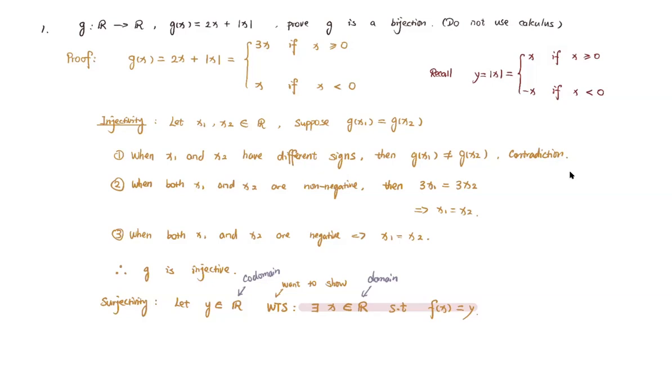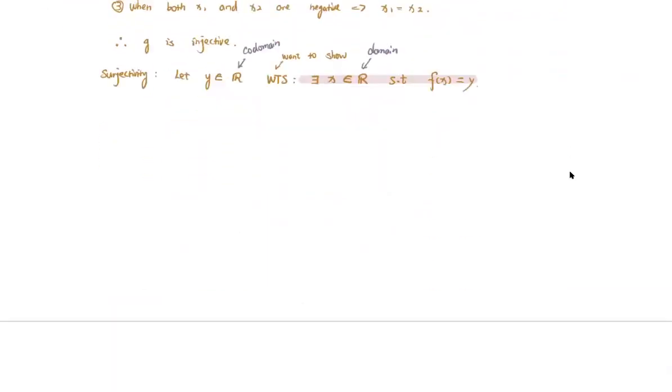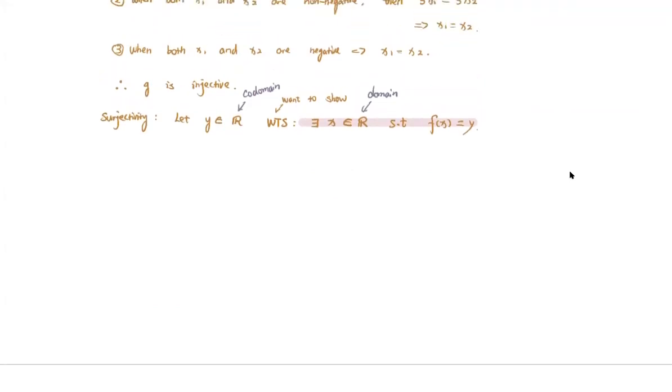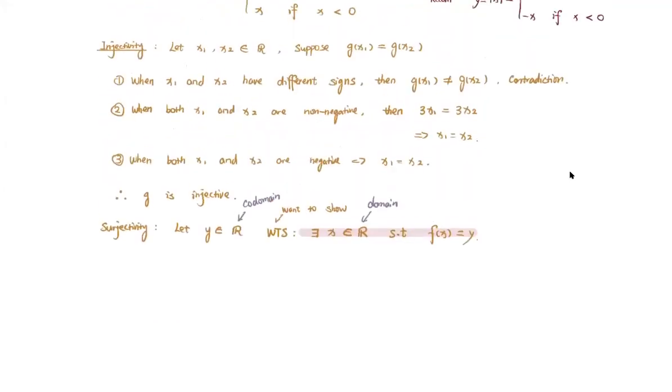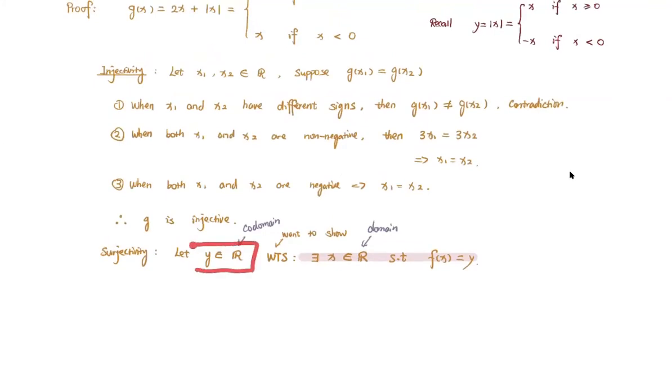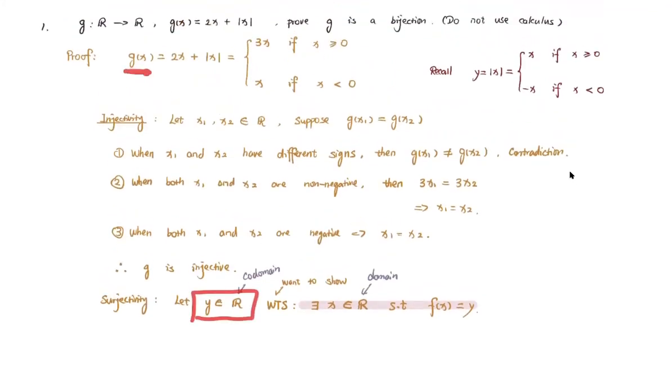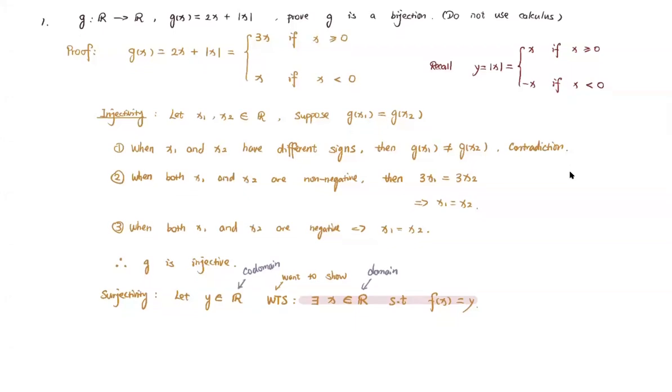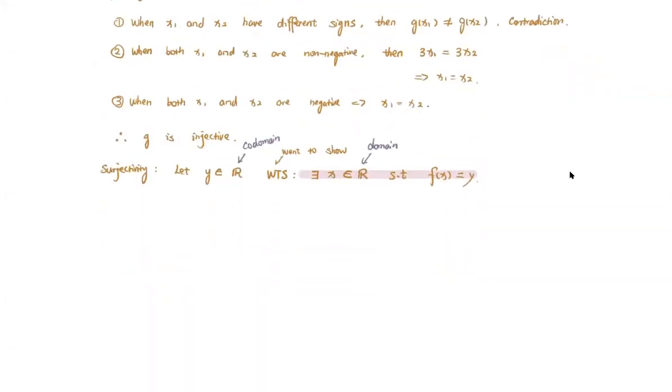So let's do surjectivity. For surjectivity, you need to discuss cases as well. Okay, why is that? Because you picked y in real number. Whatever your y is depends on if your x is greater than or equal to 0 or less than 0. So you have this case and this case. Now we only know information about y, we don't know x. So the first case is when y is greater than or equal to 0, and the second one is when y is less than 0.